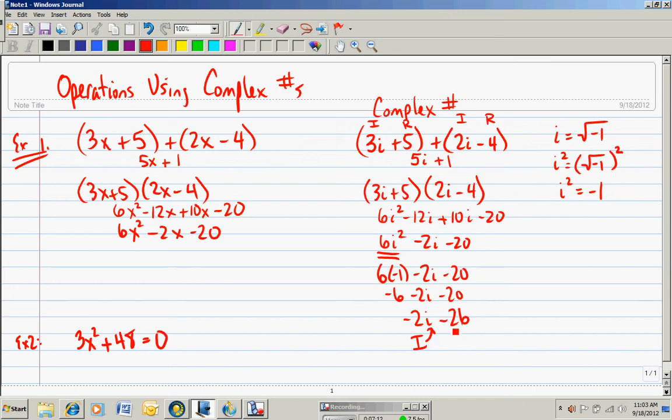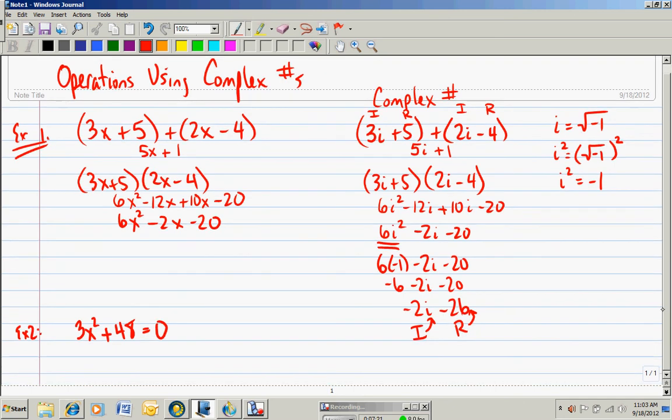Again, we have an imaginary piece and we have a real piece. Negative 2i is imaginary. Negative 26 is real. Alright, one more example. I want to solve for x in example 2. I'm going to simplify the problem by first dividing everything by 3. That gives me x squared plus 16 equals 0.